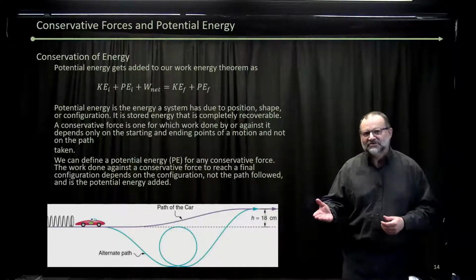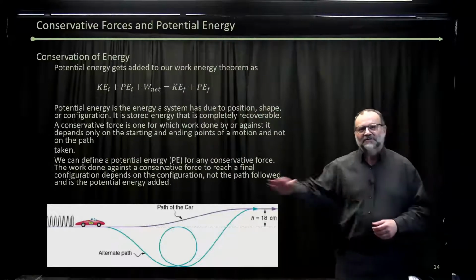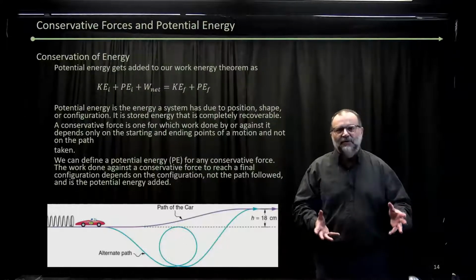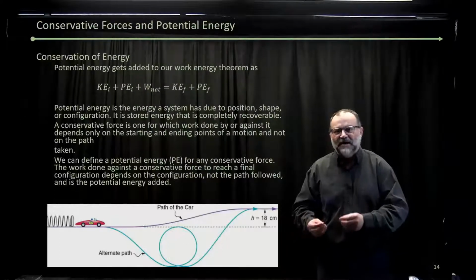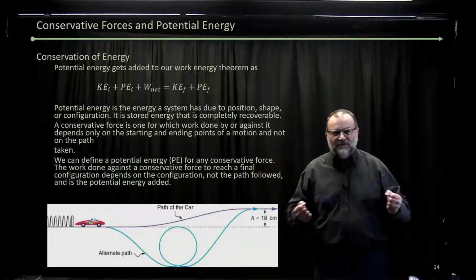And as I talked about before, it's path independent. So if you look at this car, it doesn't matter if it goes through the loop-de-loop at the bottom or if it just goes the smoother path at the top, this same equation still applies because it's path independent, and these are all scalars.